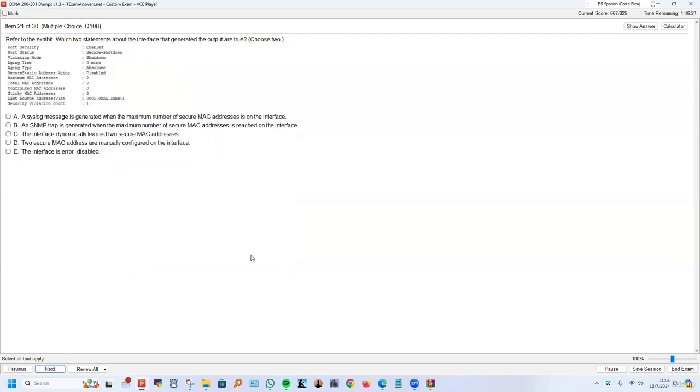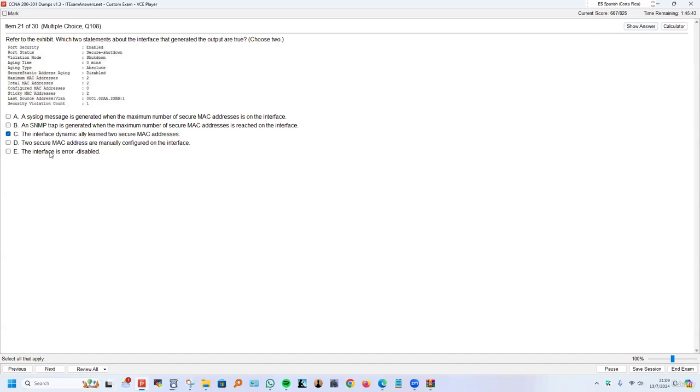What about this one? I see two MAC addresses that are being dynamically learned. And what else do we see? I see a shutdown there. Refer to the exhibit. Which two statements about the interface that generated the output are true? I see a security violation count of 1. An SNMP trap is generated when the maximum number of secure MAC addresses is reached on the interface. I don't think it's correct. I think C and E are the right ones. Let's double check on that.